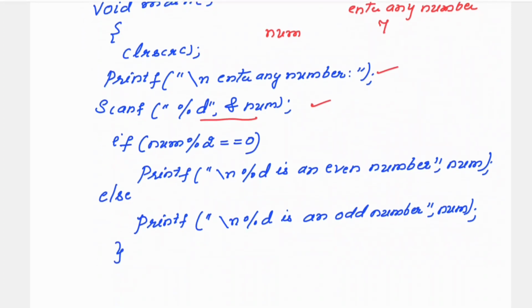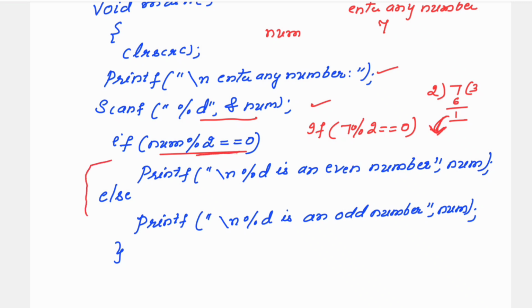If the number is entered as 7, then we check if, and we specify the condition: num mod 2 equal to 0. The mod operator always gives the remainder of the division. When 7 gets divided by 2, you get a remainder of 1. But in the condition we specified that the remainder should be 0, so this condition is false. If the condition is false, the else part will be executed. The statement in the else block will be executed, and it will print that it is an odd number. Whenever you get a remainder from this division, it is an odd number.